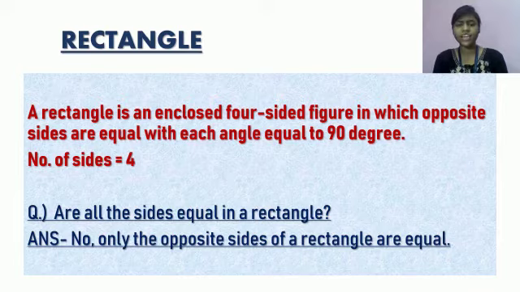Yes, a rectangle is an enclosed four-sided figure whose opposite sides are equal, and all of its angles measure 90 degrees each. How many sides does a rectangle have? Yes, a rectangle has four sides. Okay, now tell me one thing. Are all the sides equal in a rectangle? You must have noticed that no, only the opposite sides of a rectangle are equal.